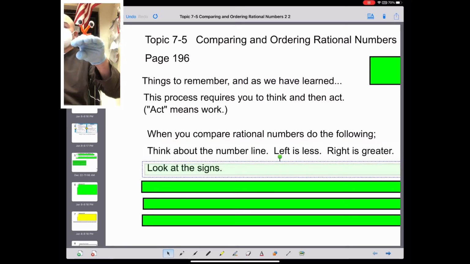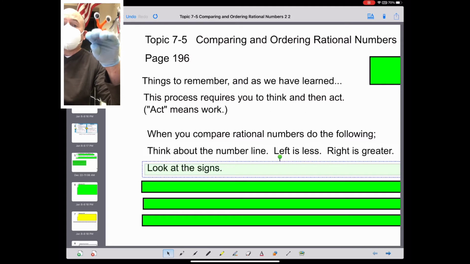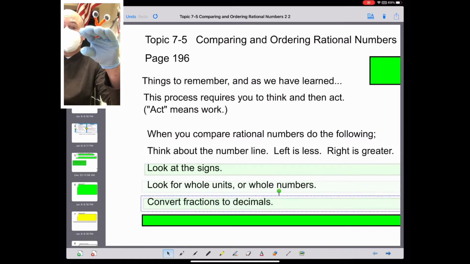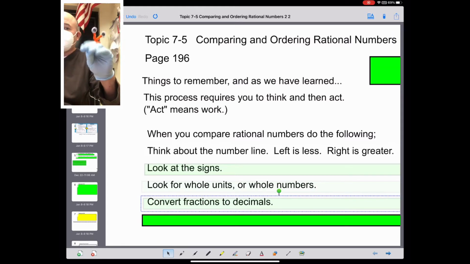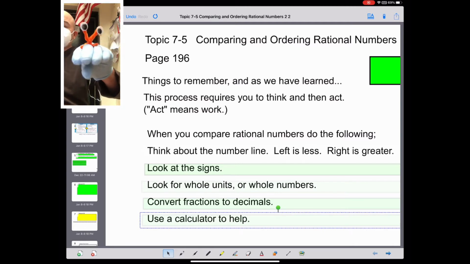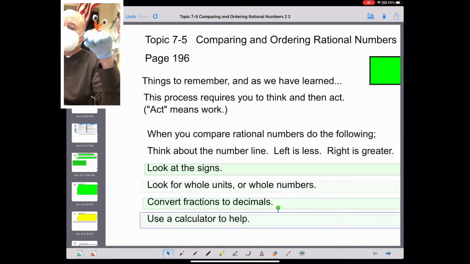Also, look for the signs. So if you look at the signs right away, that will tell you which are greater and which are less. Negative are less than positive. So if you group the negative and the positive, that will help you right away get started. Next thing, look for whole units or whole numbers. Also, convert fractions to decimals. It's always easier to work with decimals. Right, Mr. Triola? Okay, and the last thing, use a calculator to help you. There's nothing in the book that says you can't use a calculator at this point. All right, shall we continue?